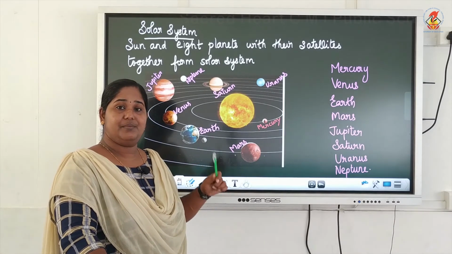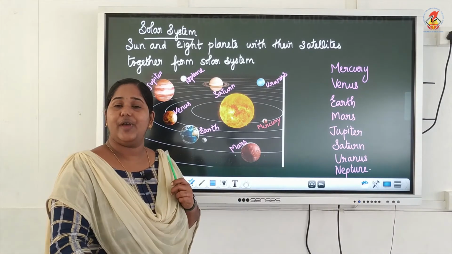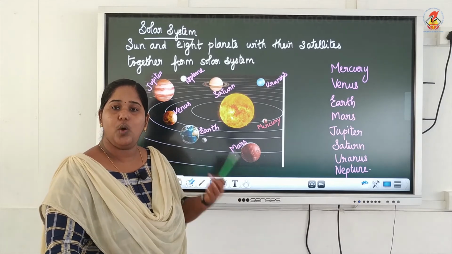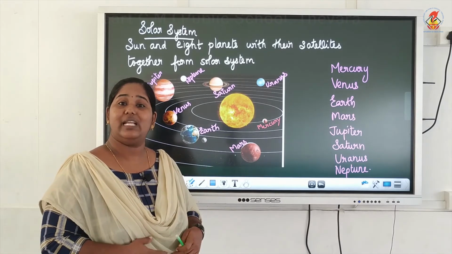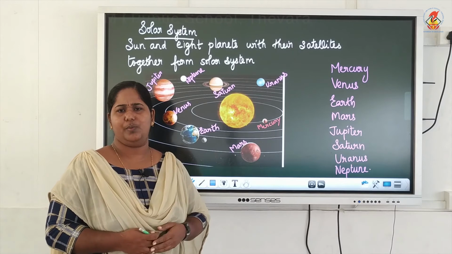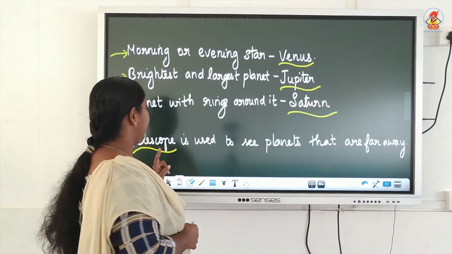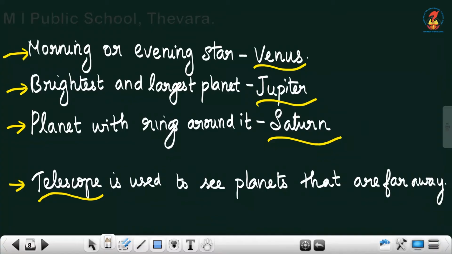Of these 8 planets, the last 2 were discovered after the invention of the telescope. You know what a telescope is, isn't it? A telescope is an instrument used to see objects which are far away. It is used to see planets or celestial, heavenly objects which are far away from us.